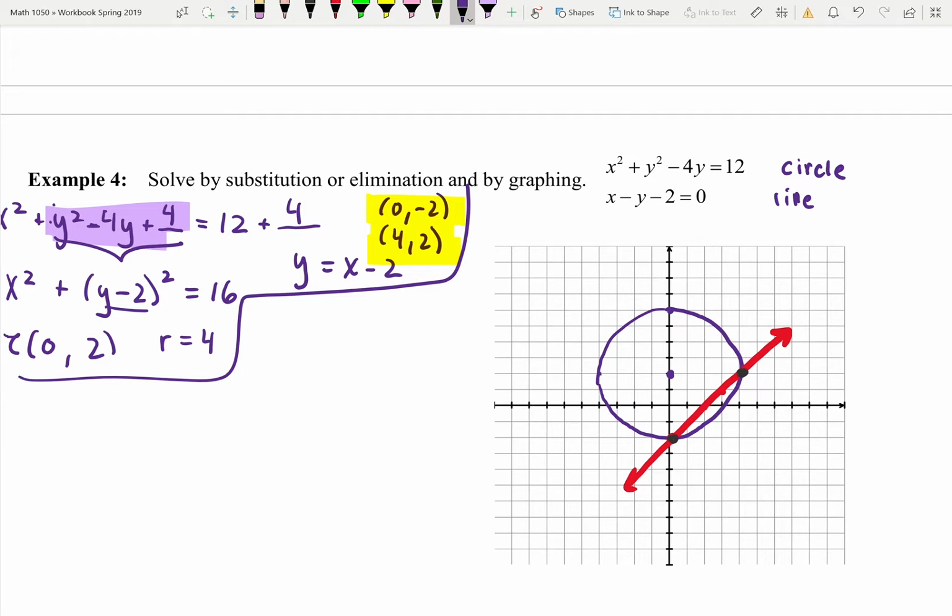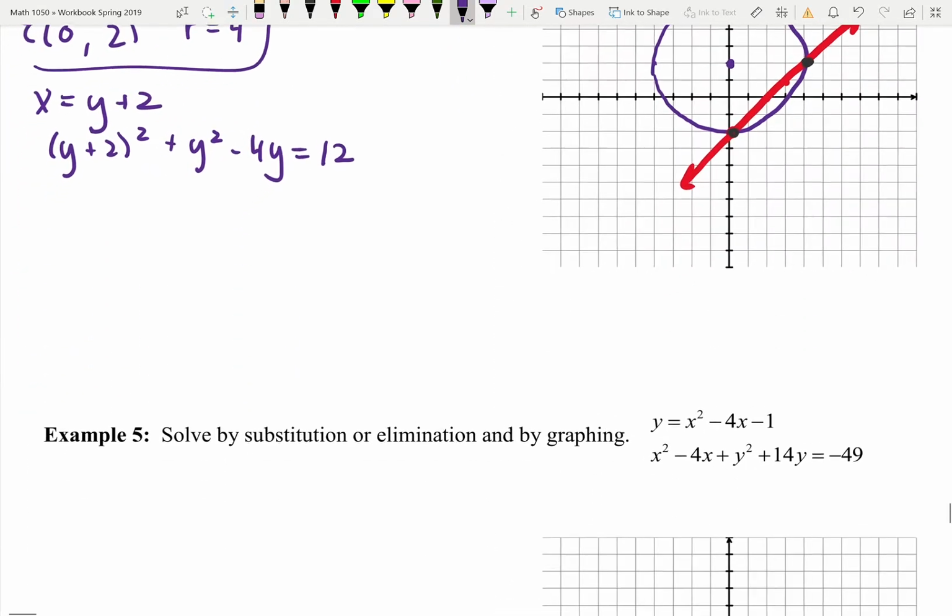I'm going to solve equation 2 for x. And I have x equals y plus 2. Now I'm going to go into equation 1, and right there I'm going to put in y plus 2. So in parentheses, go y plus 2 squared plus y squared minus 4y is equal to 12.